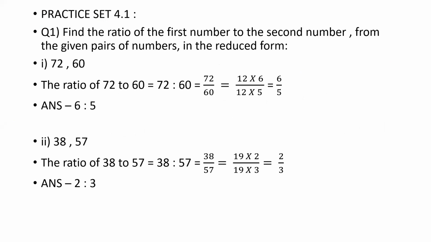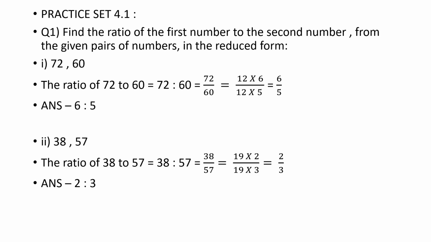Okay, so we will begin with practice set 4.1. Question number 1 is: find the ratio of the first number to the second number from the given pairs of numbers in the reduced form. So what we have to do is find the ratio of the first number to the second number. That is, we have to divide the first number by the second number, reduce this, and find the answer. So the first one is 72, 60.